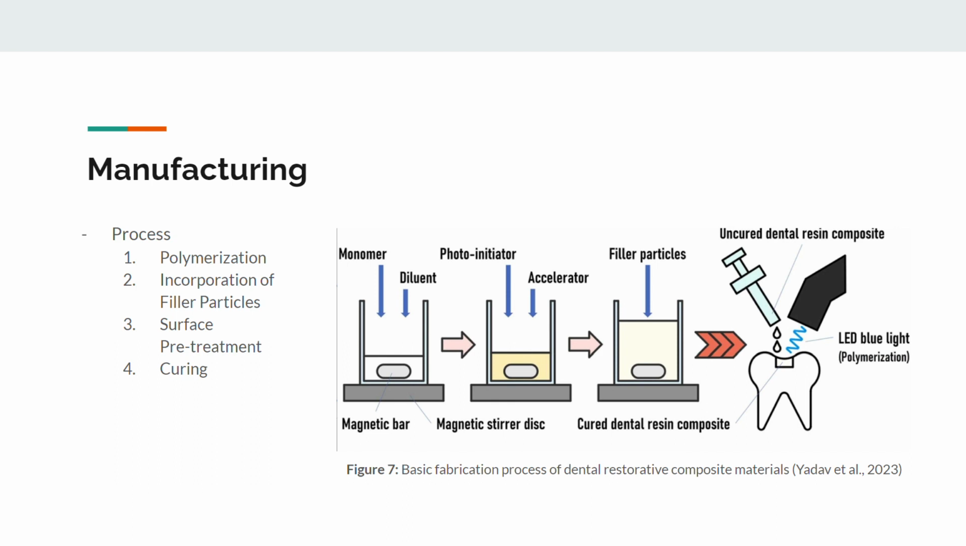The final step in the manufacturing process is curing. This is when the initiator-accelerator system is activated, either chemically or with light, to initiate the curing process. This process solidifies the composite material into its final form.